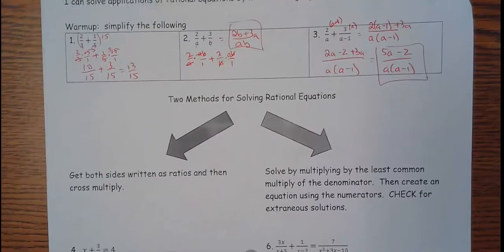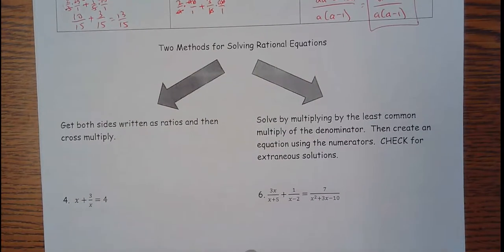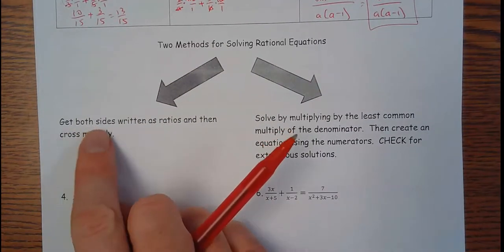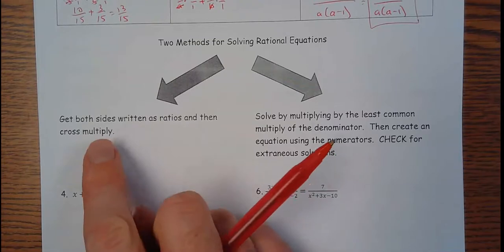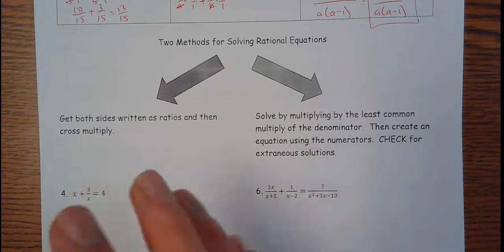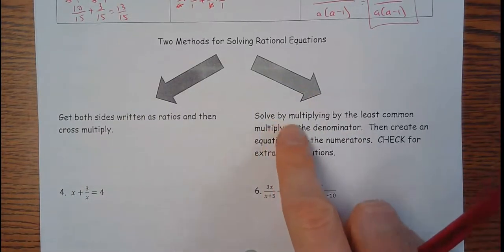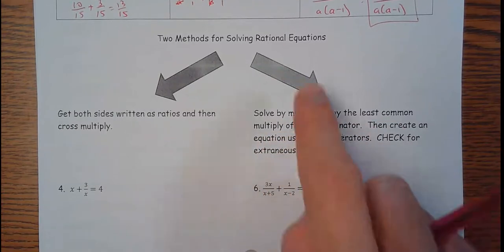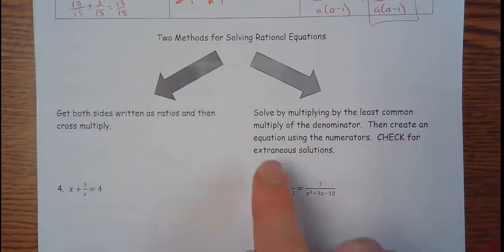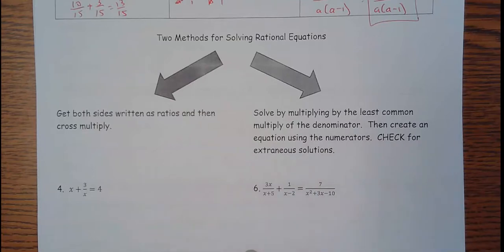Now there are two methods you can use here for solving rational equations. Number one, you could get both sides written as ratios and then cross multiply, and that's fine. Neither one of these is better than the other one; it really just depends on the situation. Or you could solve by multiplying by the least common multiple of the denominators, which is kind of what we did up here. Then create an equation using the numerators. Once there are variables involved and you're solving for them, check for extraneous solutions.